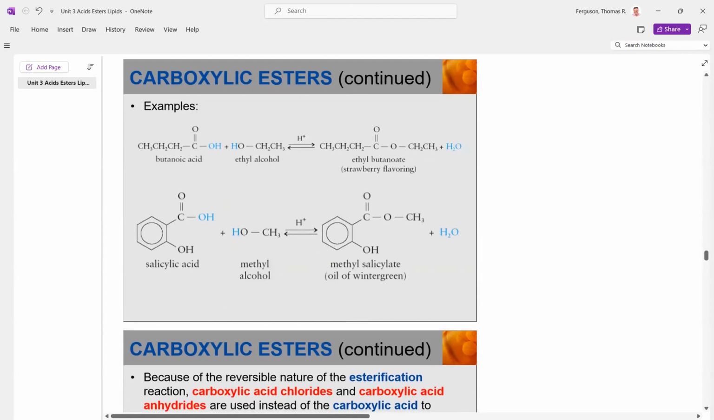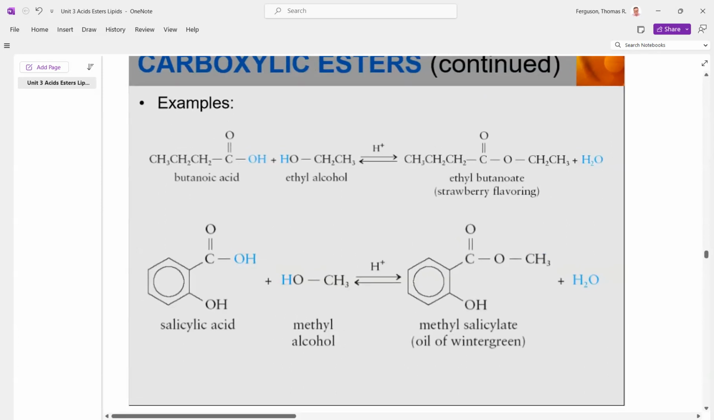So let's make some esters now. Again, you need an acidic part and an alcohol part under acidic conditions. So if we look at this guy here, this is a 2-carbon alcohol, 4-carbon acid. When those come together, we're going to end up making an ester. So this is the ester.